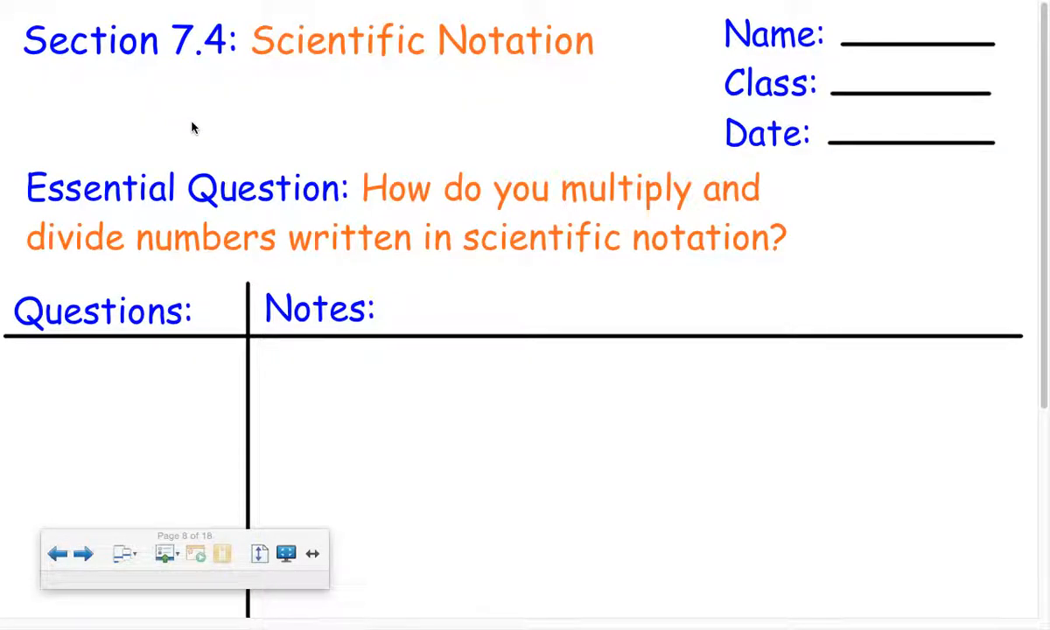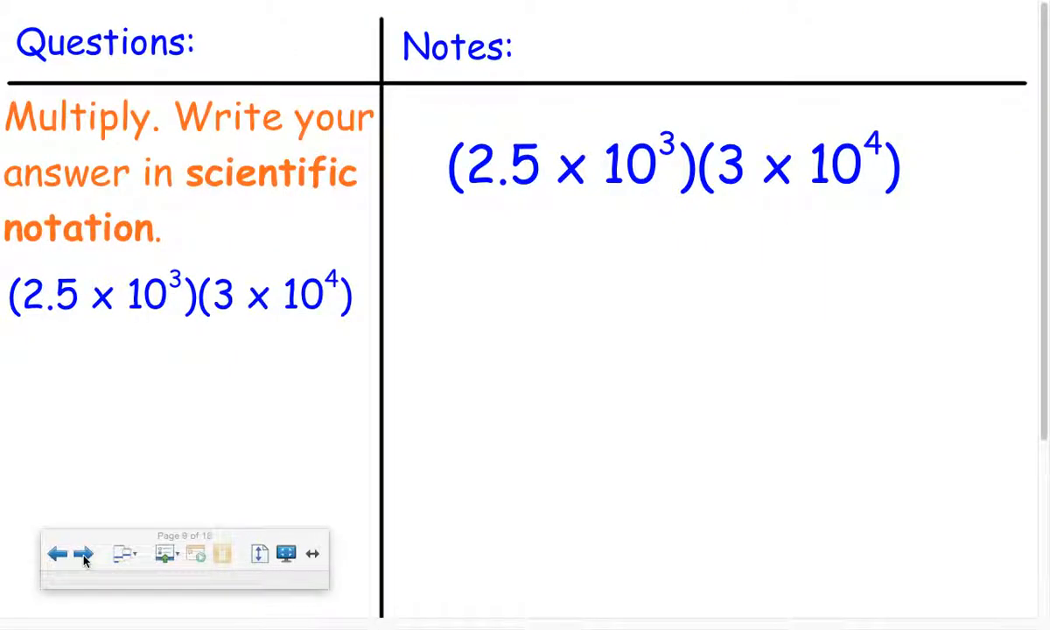Section 7.4, scientific notation. Essential question: How do you multiply and divide numbers written in scientific notation? Alright, so multiply. Write your answer in scientific notation.